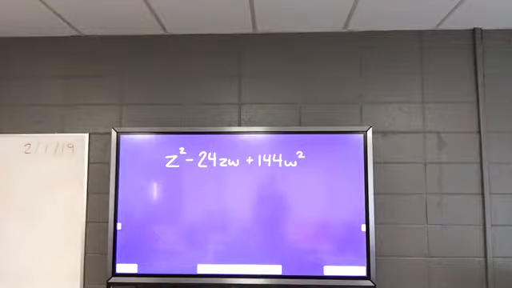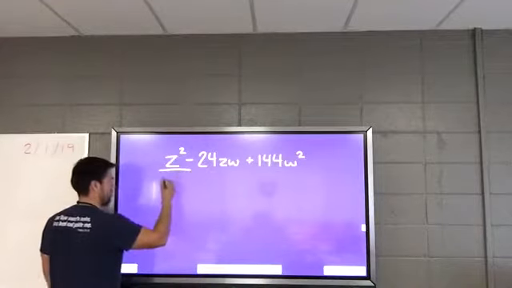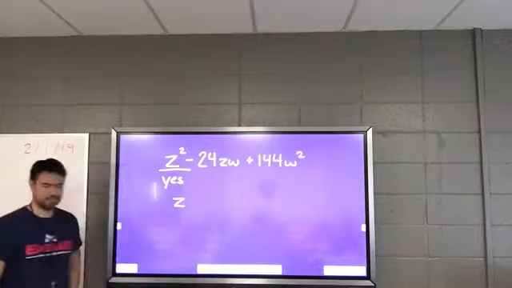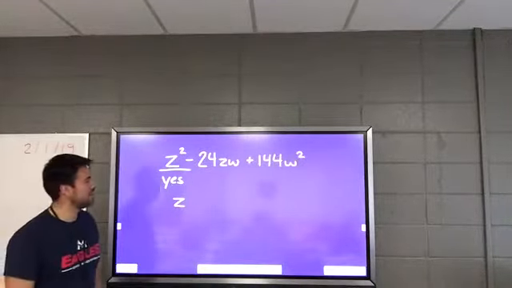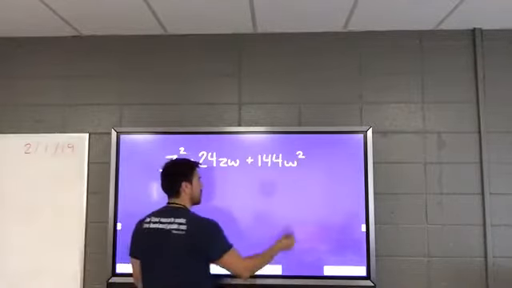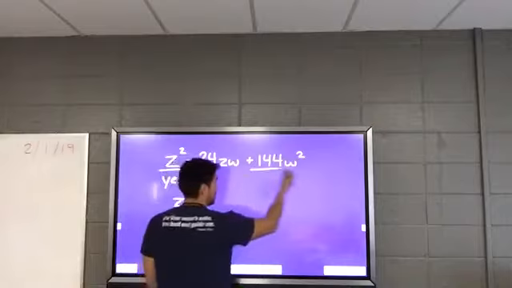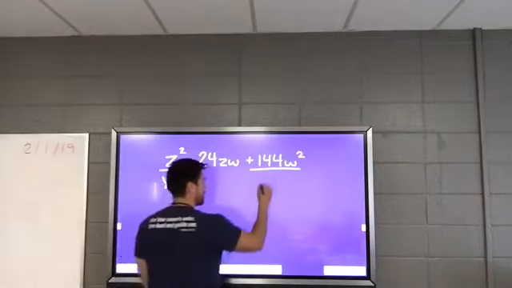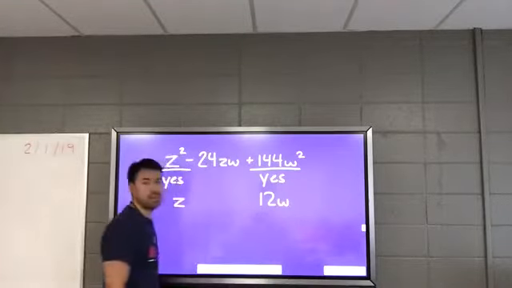Is the second a perfect square? Yes or no? Yes, because z squared is z times z. Laura, second question. Is 144 W squared a perfect square? Yes or no? Yes. It's really complicated, but it is 12W.